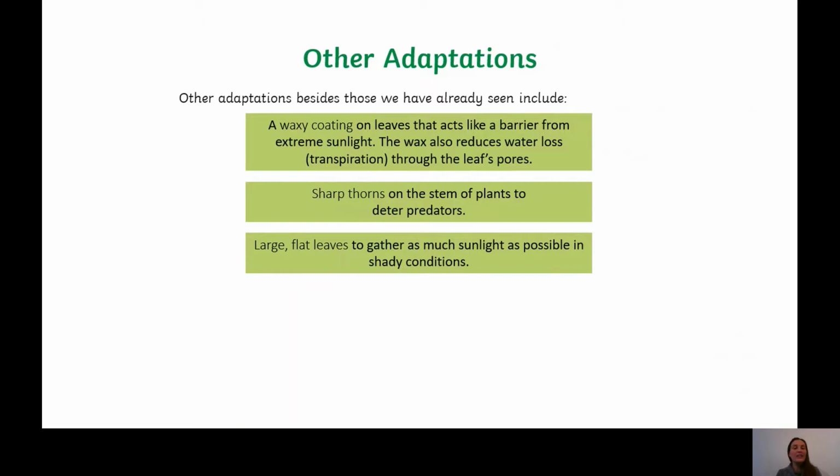And also those leaves that are large and flat, they might help a plant to gather as much sunlight as possible, particularly if they are living in shady conditions. So that might have been the case for quite a lot of plants in the rainforest, as we know that those that are living under the shade of incredibly tall trees and plants will not get very much sunlight.